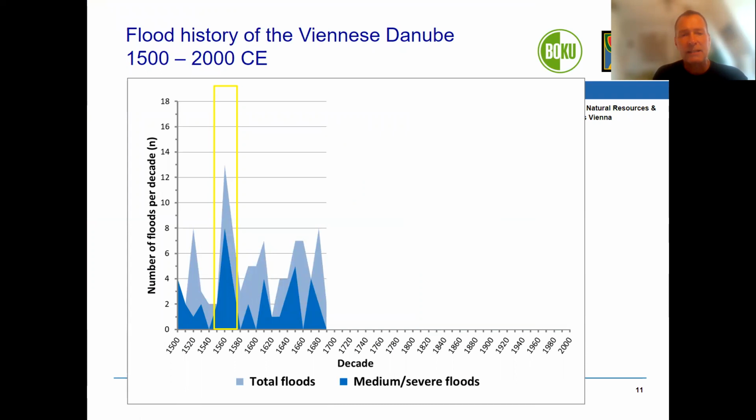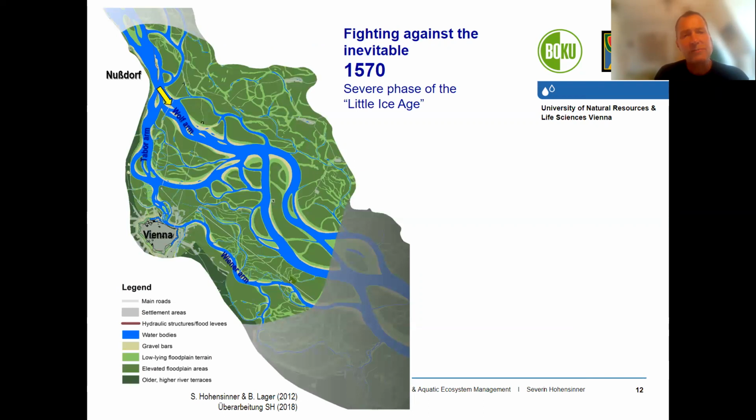In order to understand the changes in fluvial morphology, we have to look at the flood history. This chart shows the number of floods per decade. As we can see, around 1560, there was a peak in the floods. It was an amplified flood activity. And the consequence was a total reworking of the entire fluvial landscape. The floodplain totally changed, and also the channel system.